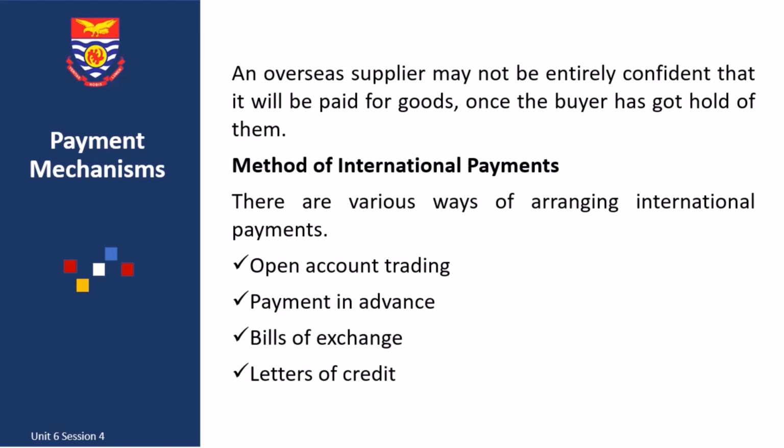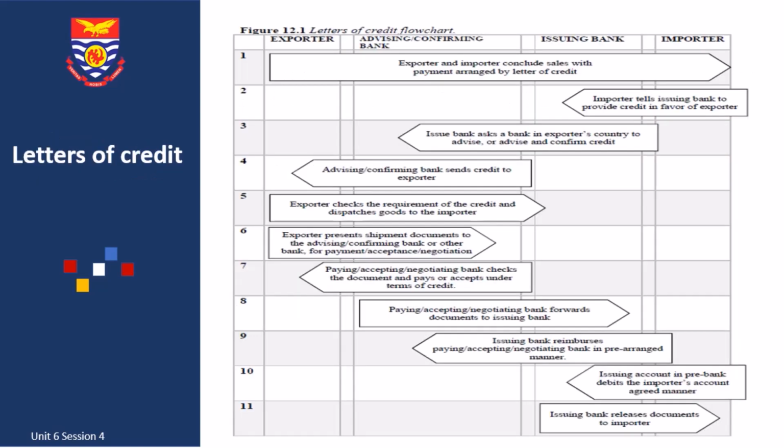We have the letters of credit. This is when the buyer's bank guarantees payment to the supplier once the terms and conditions of the sale contract have been shown to be satisfied, for example, by presentation of a bill of lading or other documentation. The figure we have here is the typical flow chart for letters of credit.